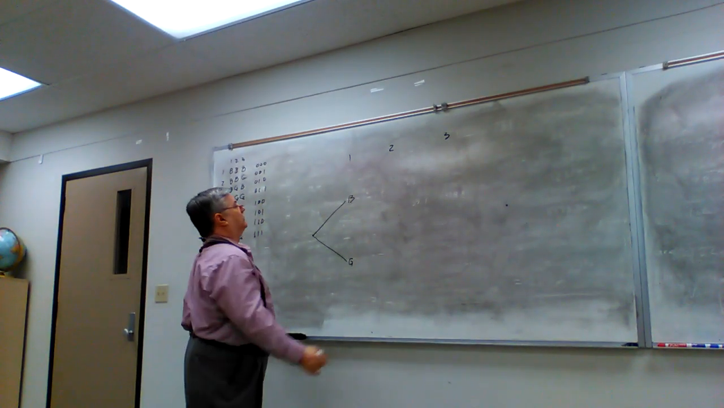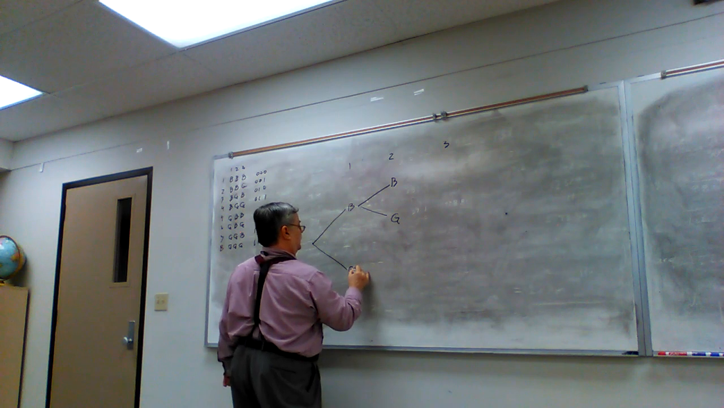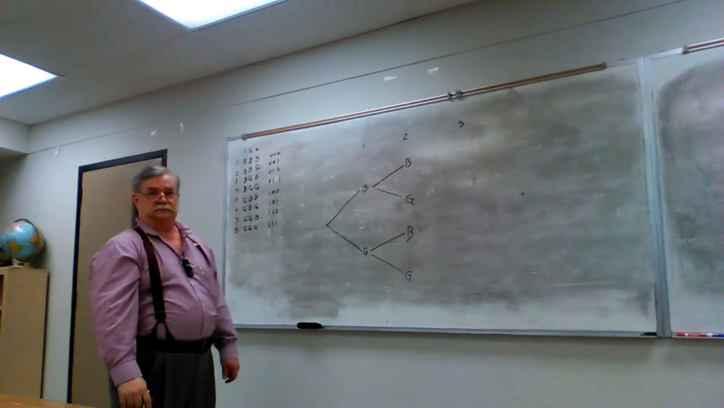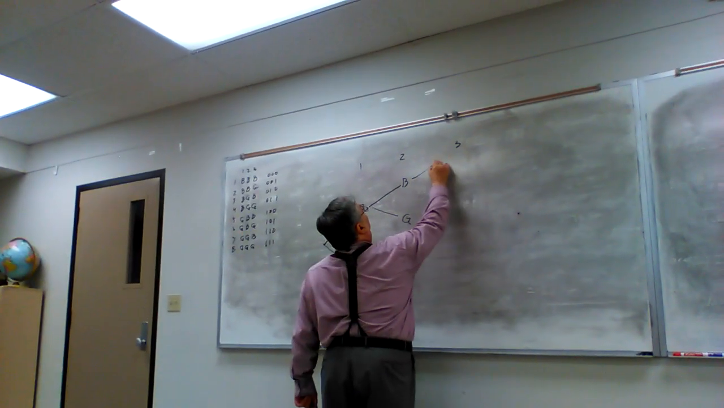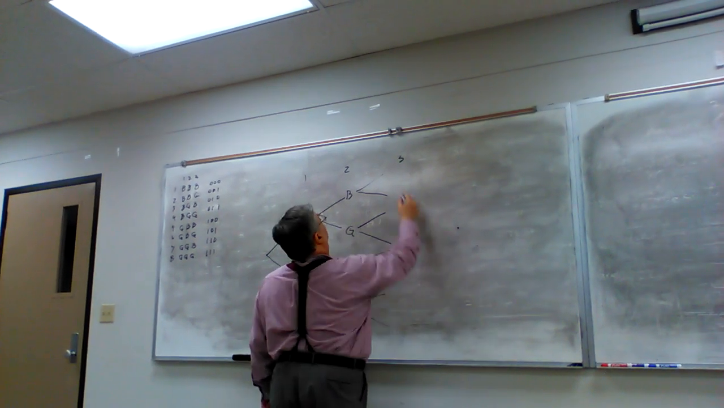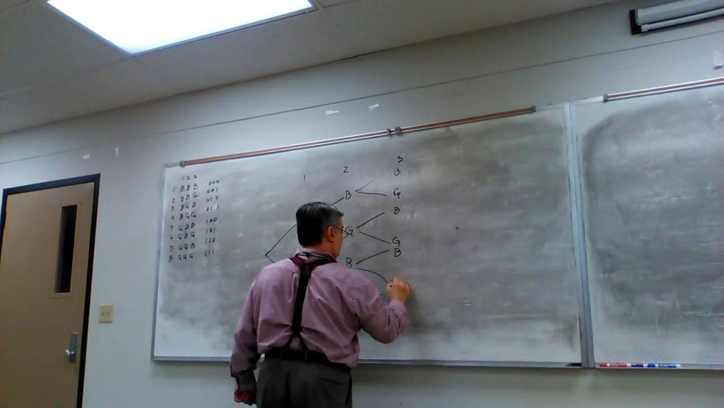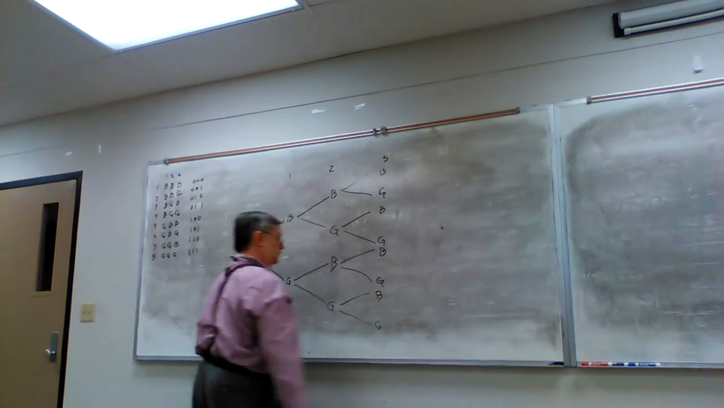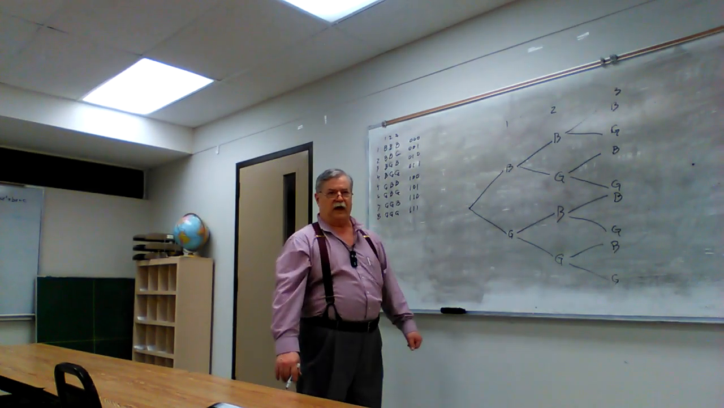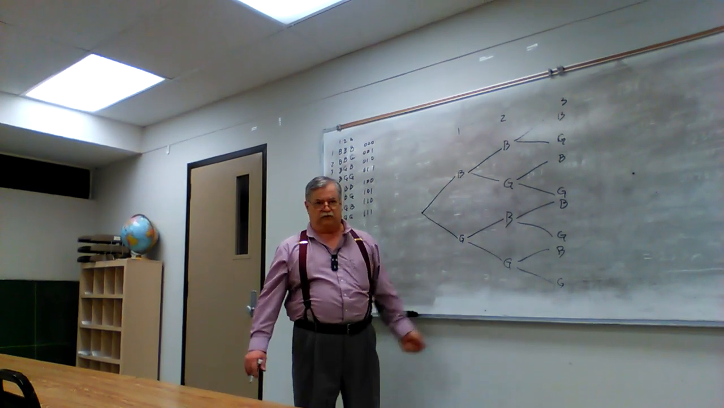Now, what about the second child? Well, from this one, you can have a boy or a girl. And from this one, you can have a boy or a girl. Boy, girl, boy, girl, boy, girl, boy, girl. Everybody see how this works? For each layer of the tree, you have however many possible outcomes from each of the initial possible outcomes.